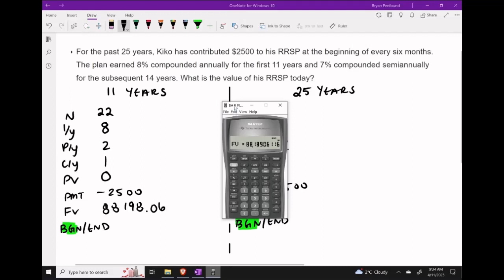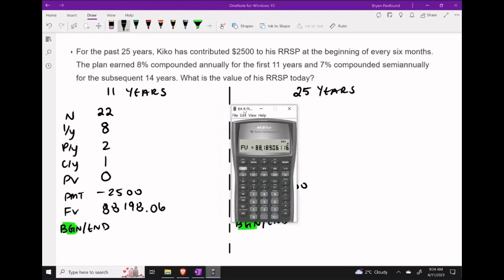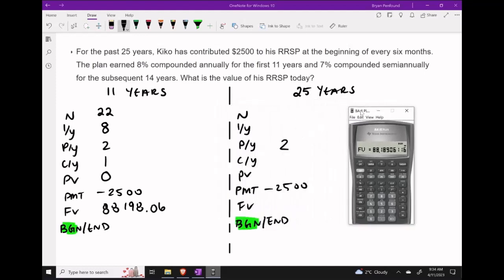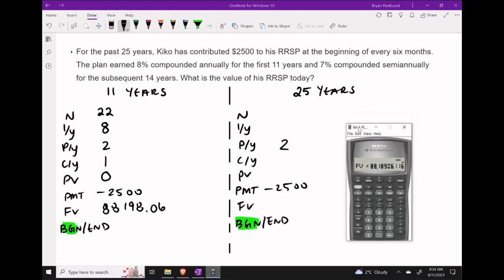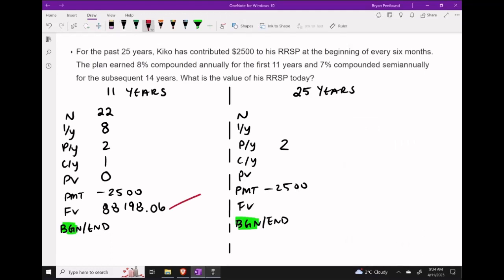So after the first 11 years, we should have about $88,198.06 in the account. And what we want to do is carry that over for the next 14 years. So we're going to take that future value and input that as our present value here for part 2. So let's put that in as a negative $88,198.06. So let's move into the second part.